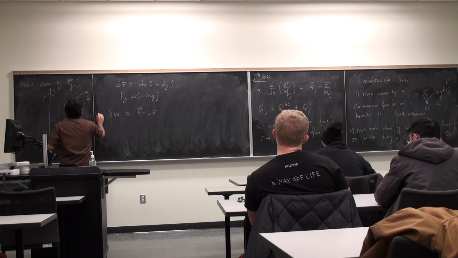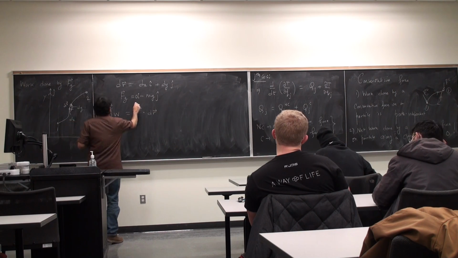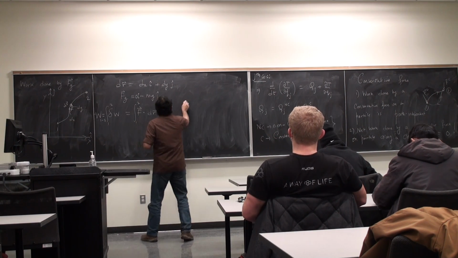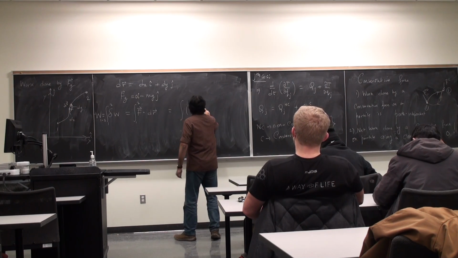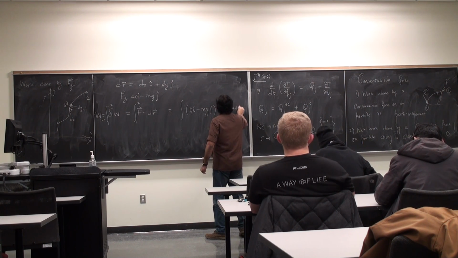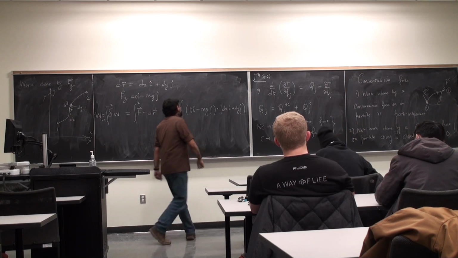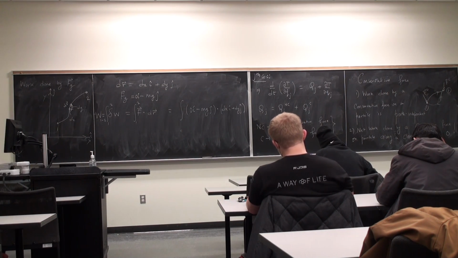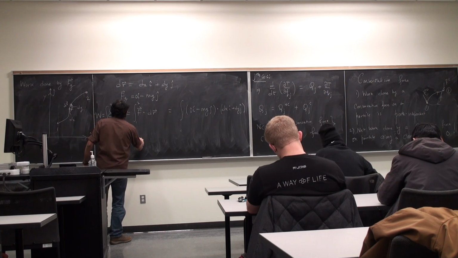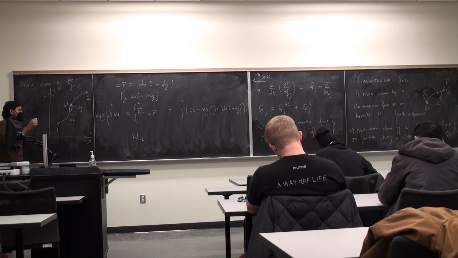So W12 is the following. This is the net work done by the force of gravity on the particle. If I expand this, it is 0 i-hat and minus mg j-hat, dot dx i-hat, dy j-hat, and it gives me a scalar. 0 times dx is 0, minus mg times dy is minus mg dy. So W12, the subscript implies that I'm going from point 1 to point 2.